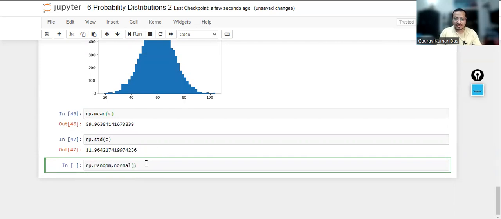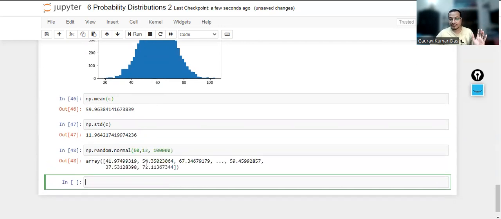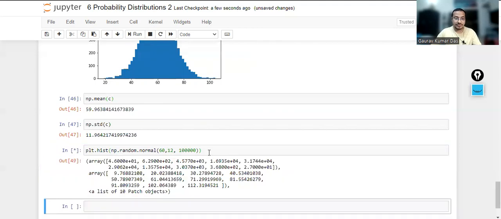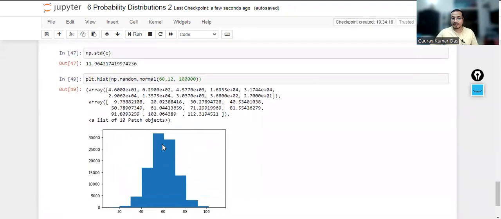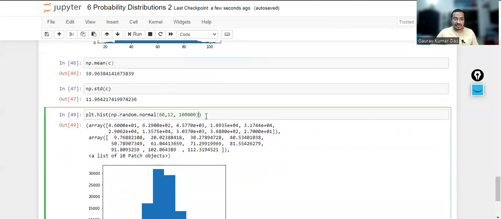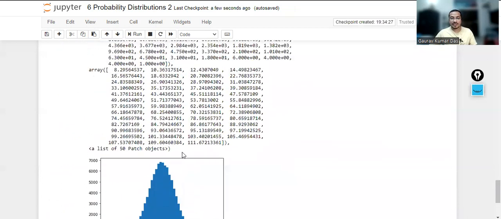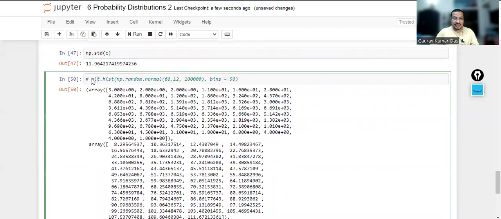So the function is np.random.normal of mu, comma, sigma, comma, how many data points you want. Very simple, right? And then I can simply do plt.hist on this entire array of data points generated using the NumPy module. Okay, guys. So now, clear. So I'll just put it like this.